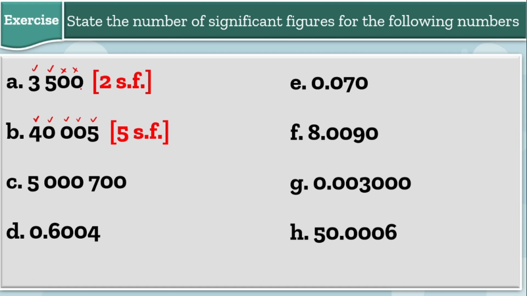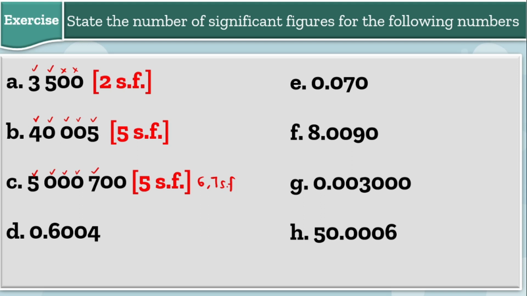5,700,000. So, 1, 2, 3, 4 and 5. This 0 between the non-zero digits is counted, but the zeros at the end of the number are not counted. So it can be 5 significant figures. It can be 6 significant figures as well. 5, 6 or 7 significant figures, according to the level of accuracy.